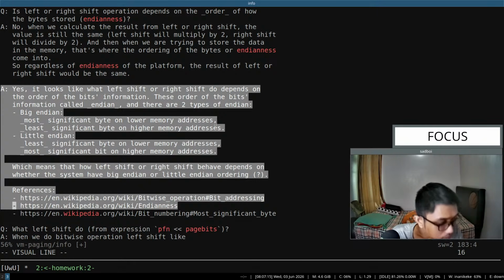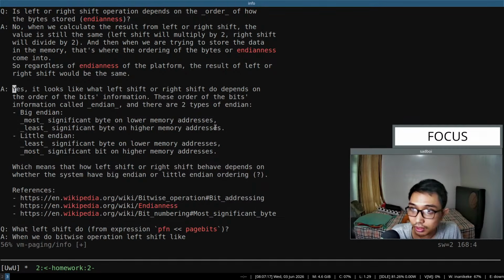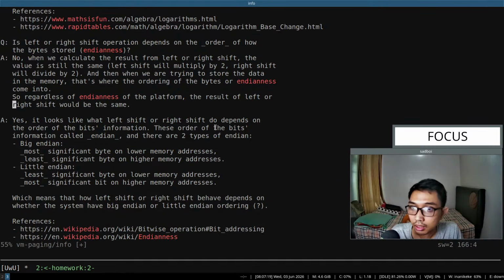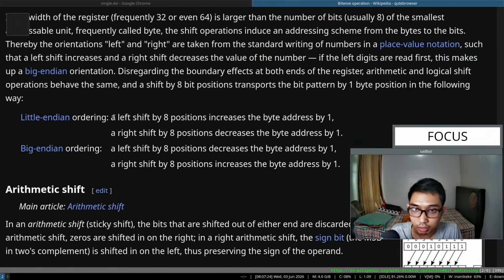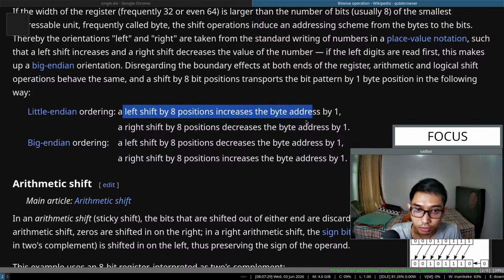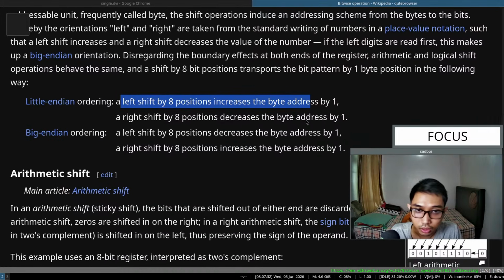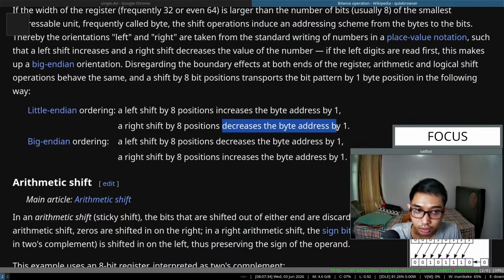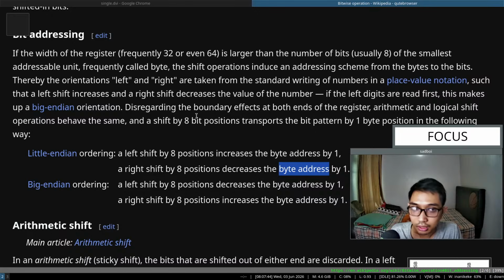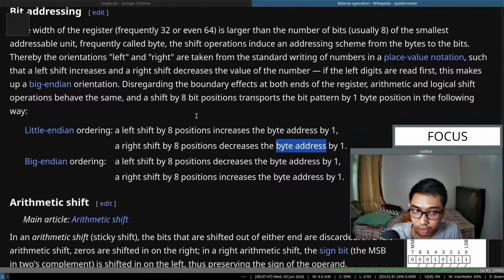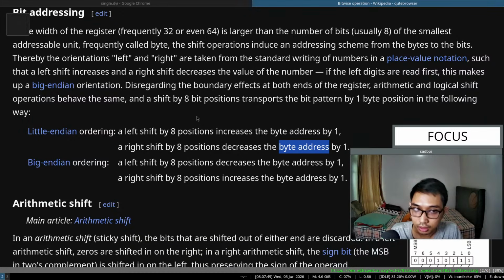It is correct. Oh, okay. It is correct in terms of, what is it called, in terms of when saving into memory, I guess. So it depends on the byte address, right? The endian here is related to the byte address. Okay.